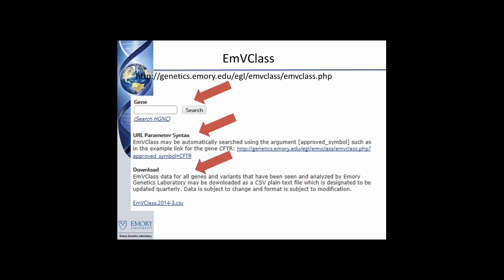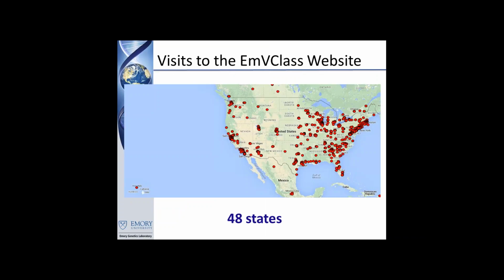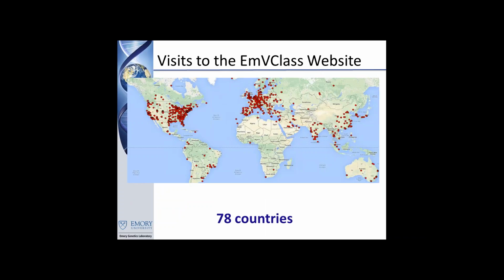Automated searches are allowed, and data can be downloaded in a CSV file for those with their own databases that prefer data in that format. We know that the community is using this data. We've had hits to MVClass from 48 states, as well as 78 countries.